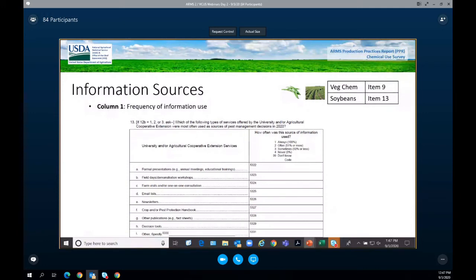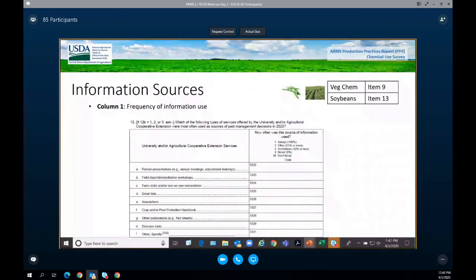That happens in a lot of areas that are more rural, where it makes more sense for the extension folks to kind of ride a circuit and visit their folks out in the field. Do they subscribe to email listservs or get newsletters through the mail? Some of them may use a crop or pest protection handbook published by the university, like the Vegetable Production Guide for Georgia or the Vegetable Production Guide for the Pacific Northwest. Other publications, such as fact sheets that the extension folks put out, and other decision tools. So these might be things like an economic threshold, like spray for aphids after you see more than 10 aphids per plant or something like that.